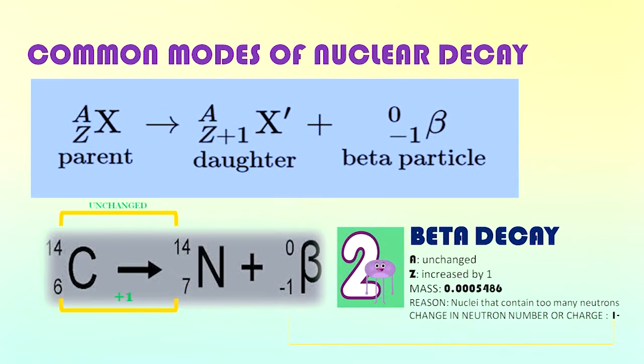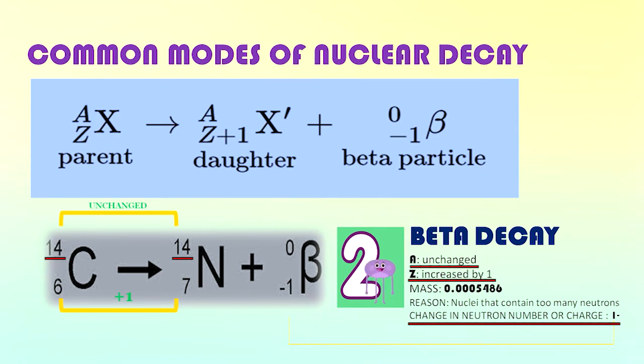The second type is called beta decay. This is the general reaction for beta decay reaction. Carbon-14 undergoes this type of reaction. Although it does not change the mass number of the nucleus, it does result in an increase of 1 or positive 1 in the atomic number because of the addition of a proton in the daughter nucleus.